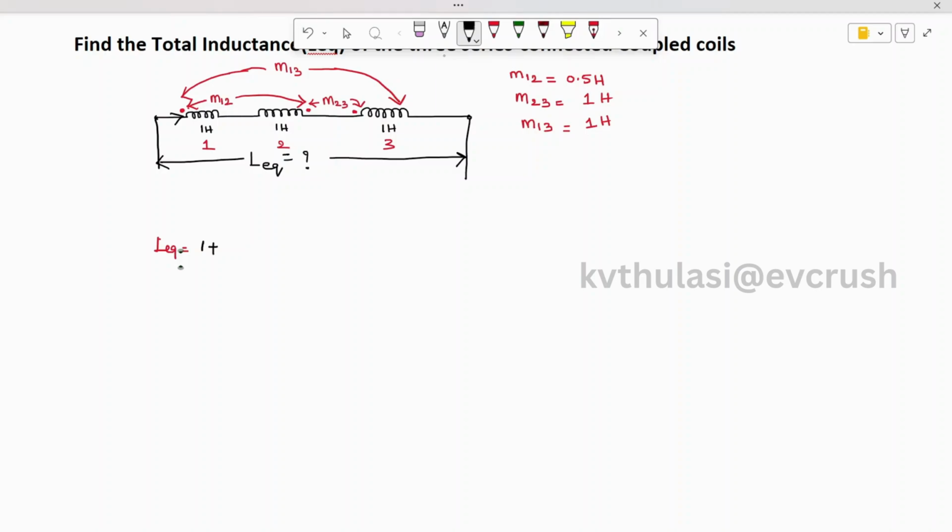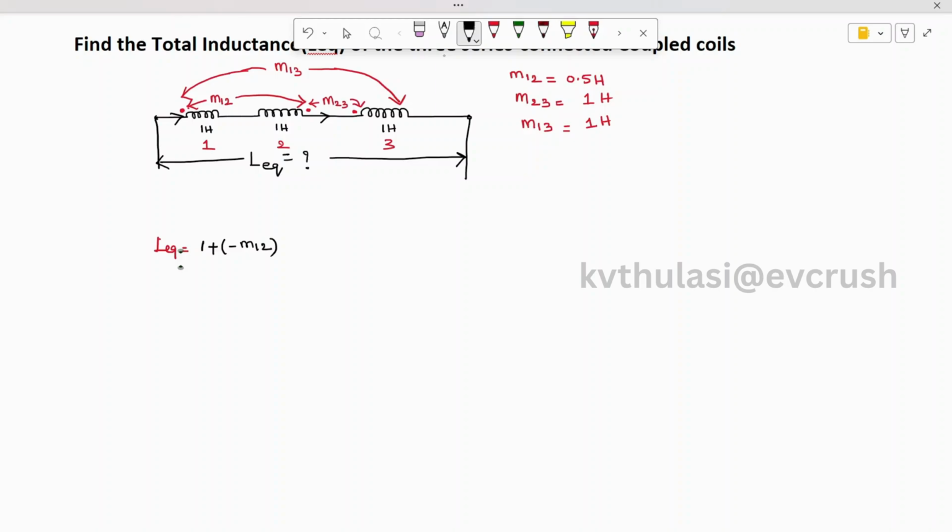If both the currents are entering, then you write plus. For coil 1, current is entering the dot, and for this coil, current is leaving. One is entering, one is leaving. Therefore, you are going to get minus M12.